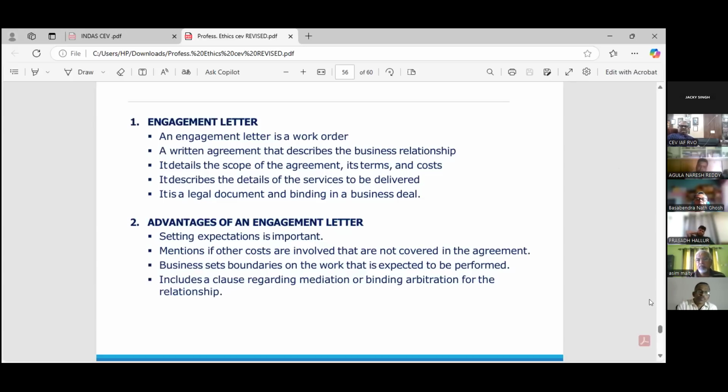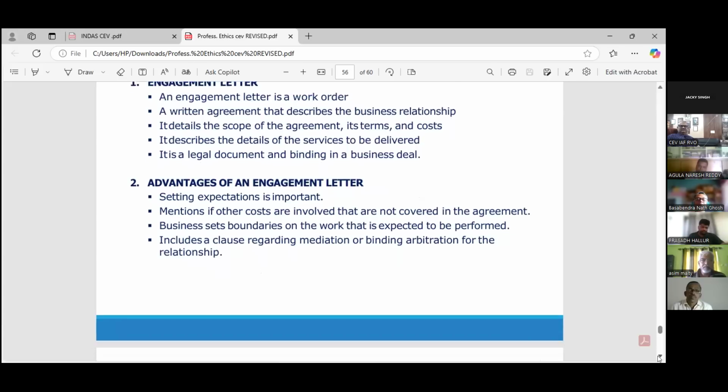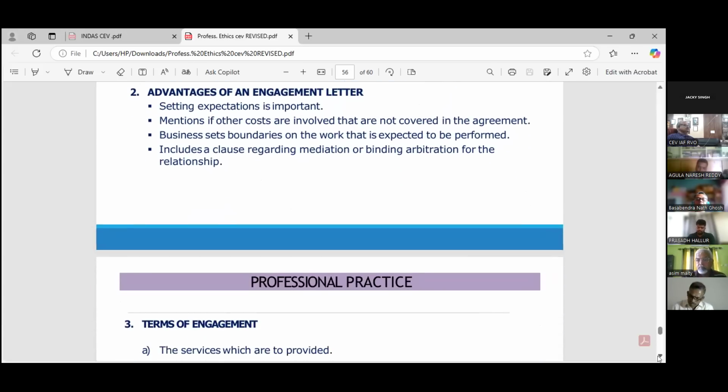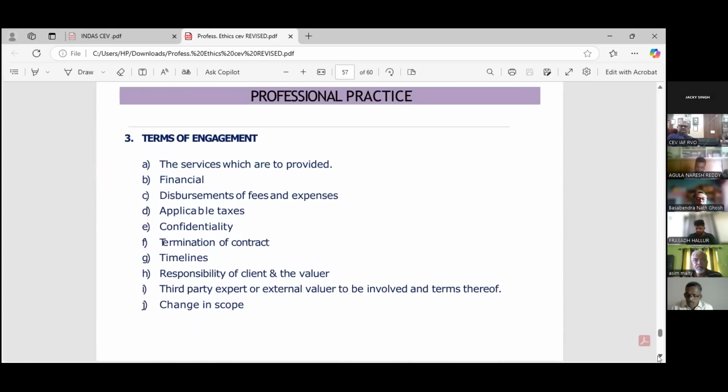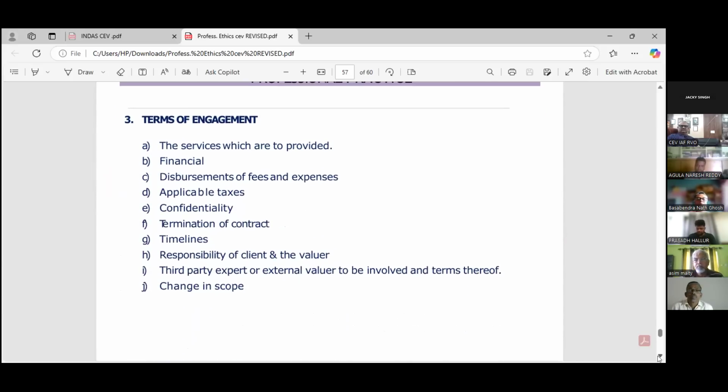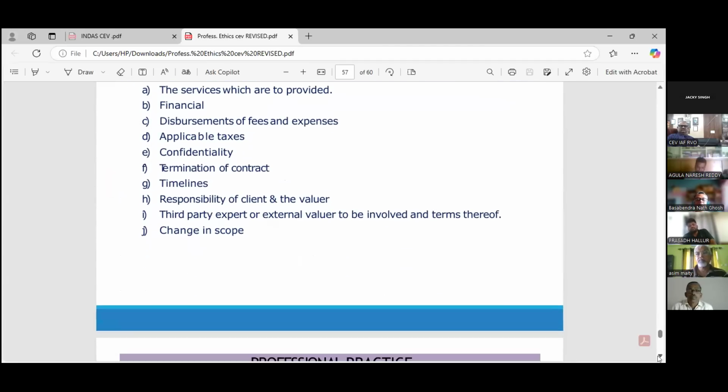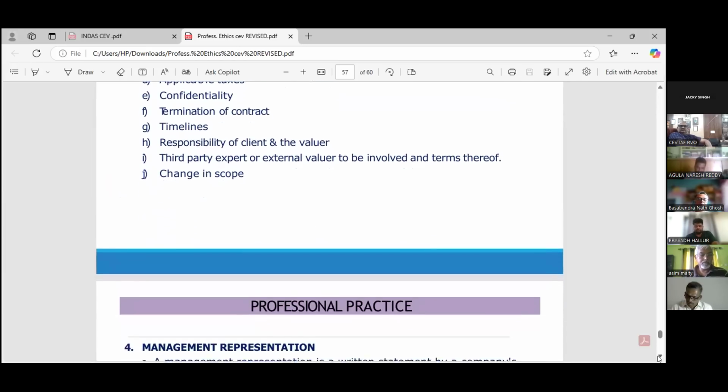Advantage, as sir has already said, setting expectation is important. Mention if other costs are involved that are not covered in the agreement. Business sets boundaries on the work that is expected to be performed. Include a clause regarding mediation or arbitration for the relationship. Then terms of the engagement, what they cover: services which are to be provided, financial disbursement of fee and expenses, applicable taxes, confidentiality, termination of contract, timelines, responsibility of client and valuer, third-party expert or external valuer to be involved and their terms, and change in scope.